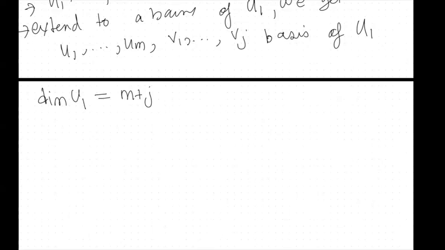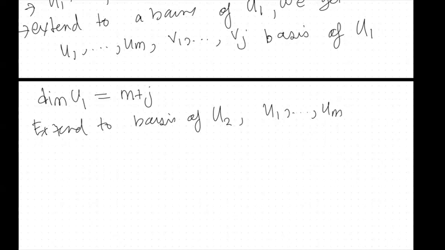Also, consider extending to a basis of U2. We get U1 up to UM, and then W1 to WK, and this is a basis of U2. The dimension of U2 is M plus K.